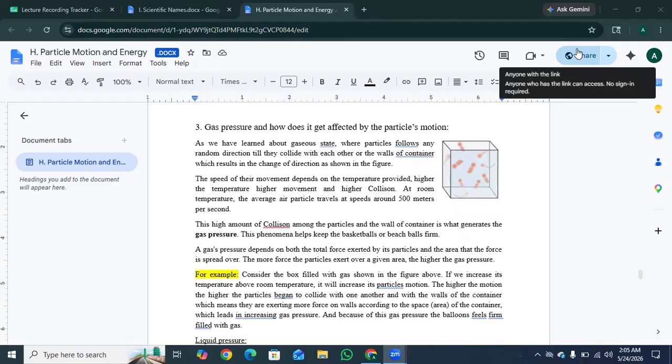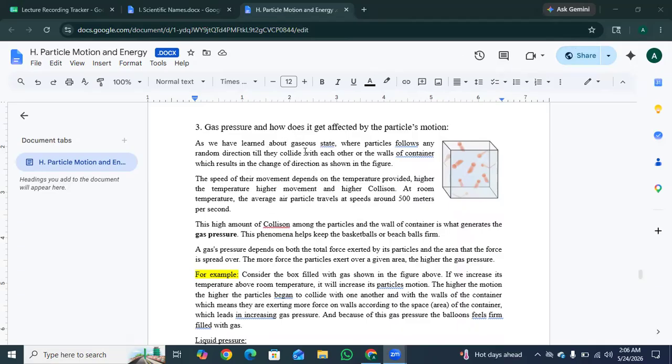Okay, so the next one is gas pressure and how it gets affected by the particles' motion. As we have learned about the gaseous state, particles follow any random direction until they collide with each other or the walls of the container, which results in the change of direction as shown in this figure. The speed of their movement depends on the temperature provided. Higher the temperature, higher the movement and higher the collision. At room temperature, the average air particle travels at a speed of around 500 meters per second.